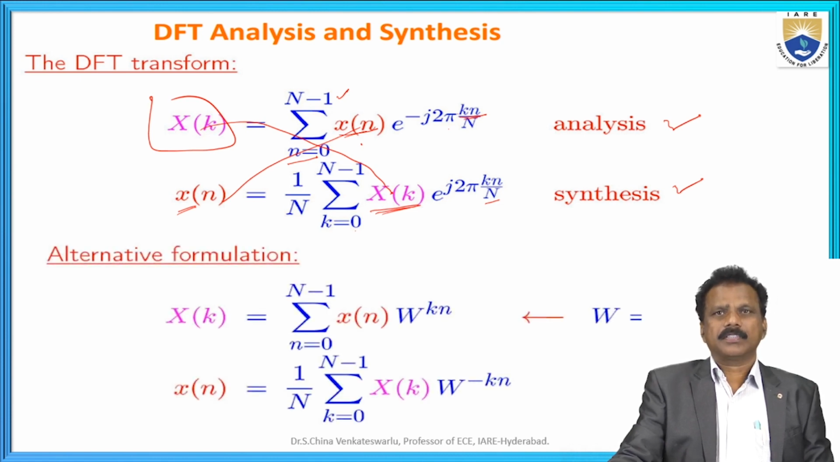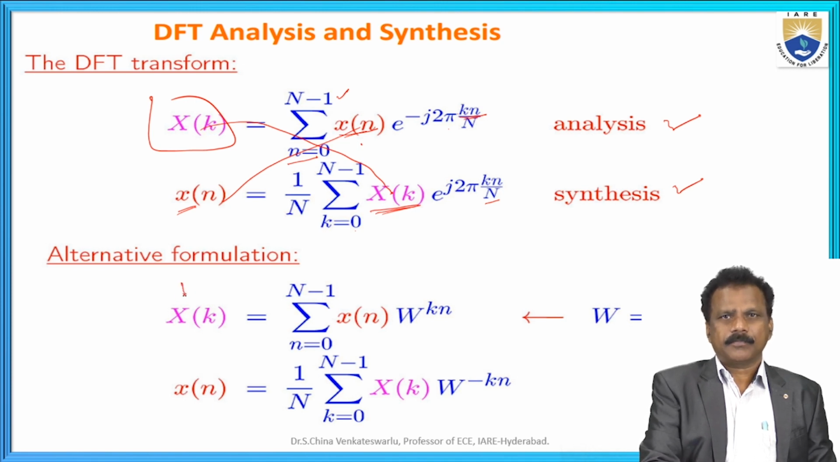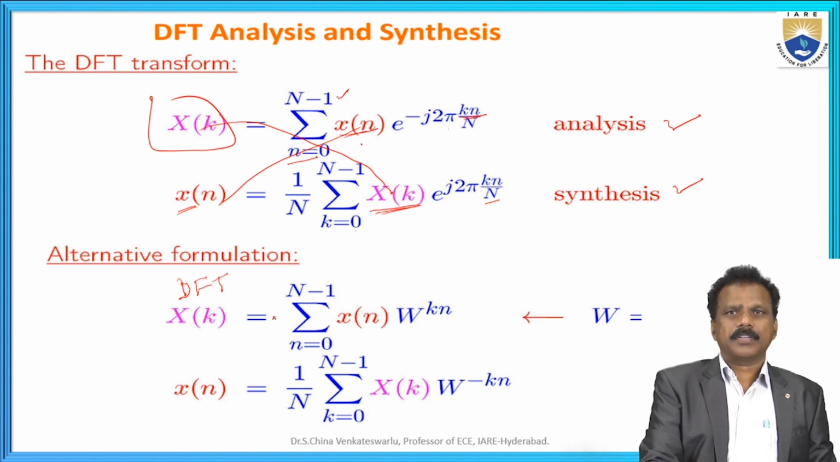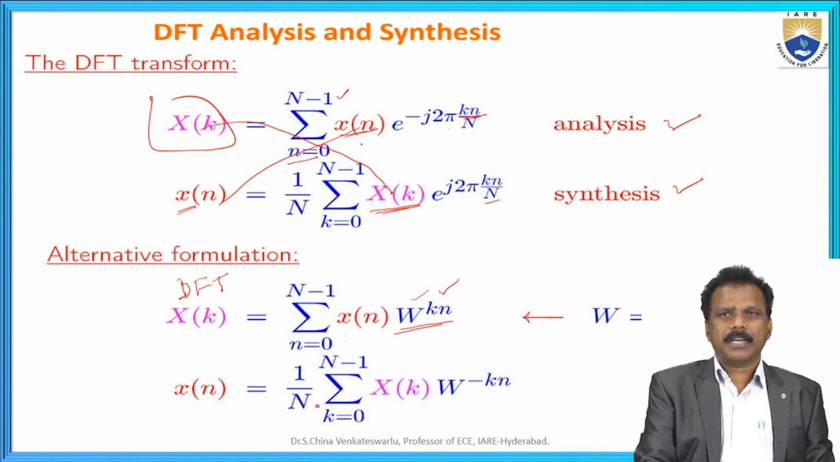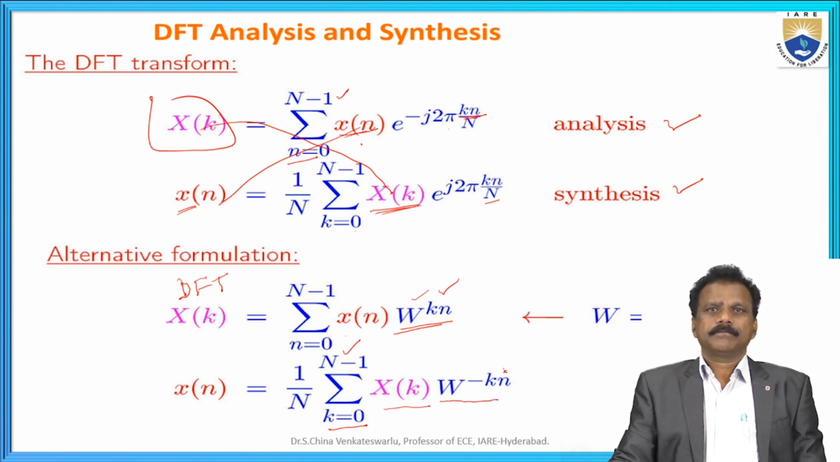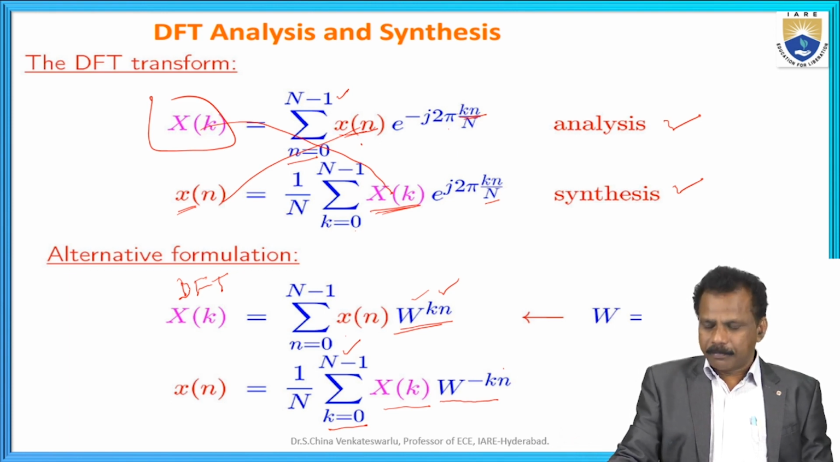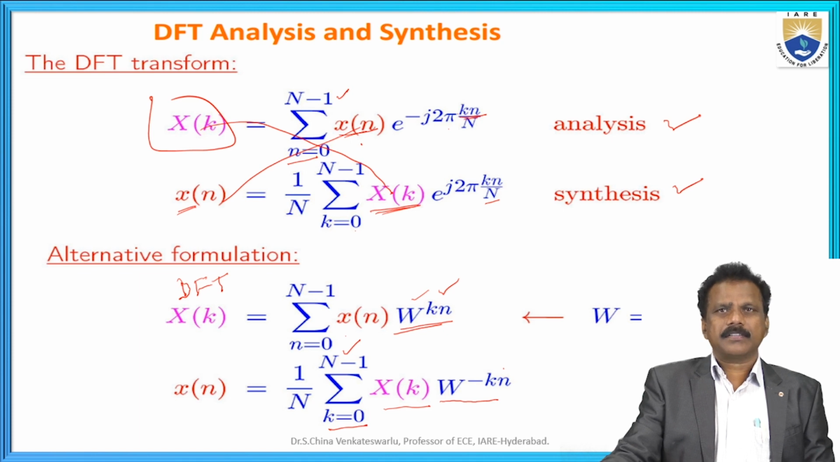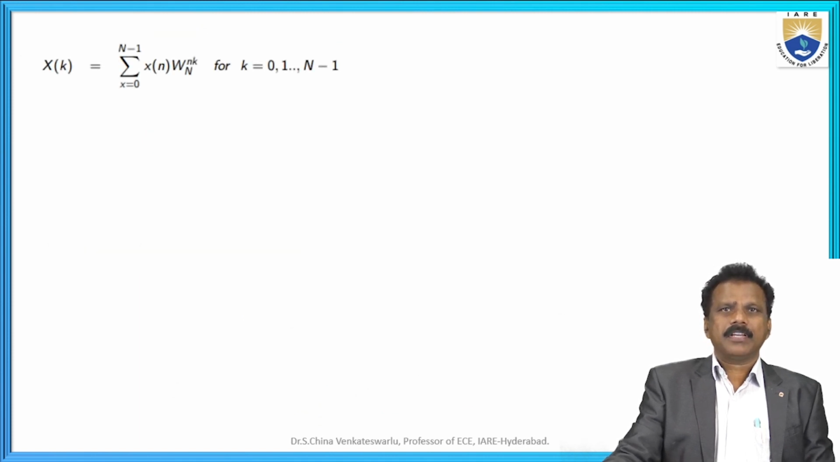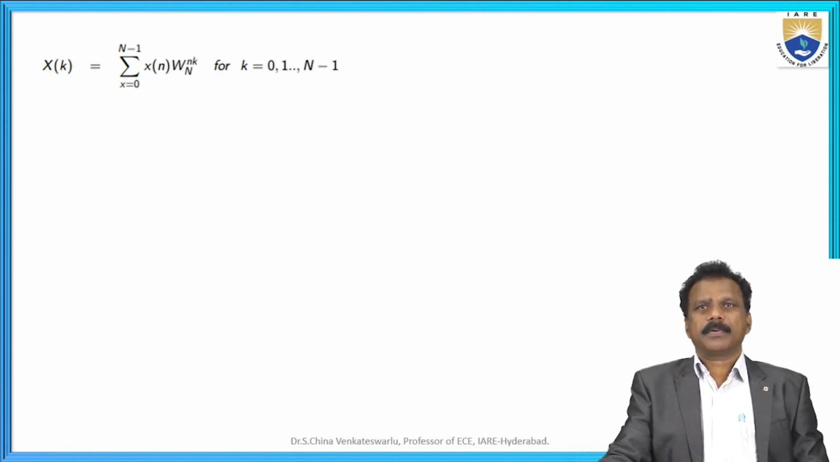So the alternative formulas: X(k), the DFT, is equal to the summation n equals 0 to N minus 1 of x(n) times the twiddle factor W^(kn), where W is equal to e^(-j2π/N). And x(n) is equal to 1/N, the summation k equals 0 to N minus 1, X(k) times the twiddle factor W^(-kn). These are the alternative formulas for evaluating or efficiently computing the DFT, the discrete Fourier transform, analysis and synthesis. Now X(k) is the DFT formula we know from the previous formula.